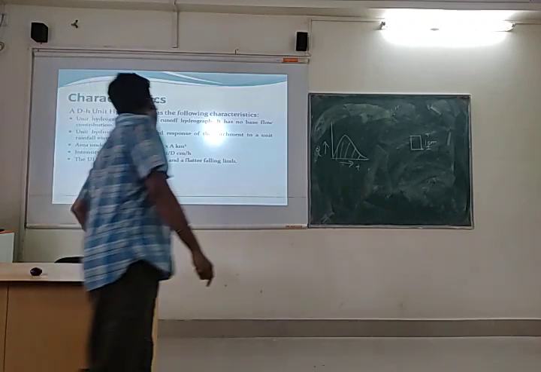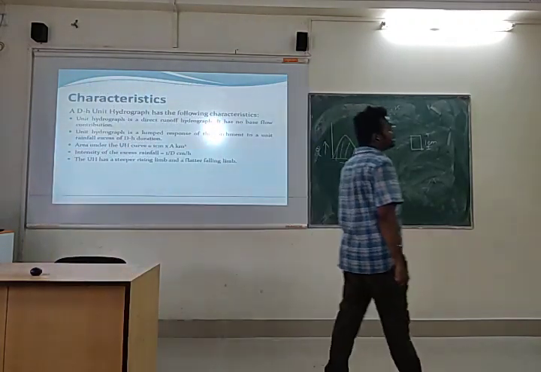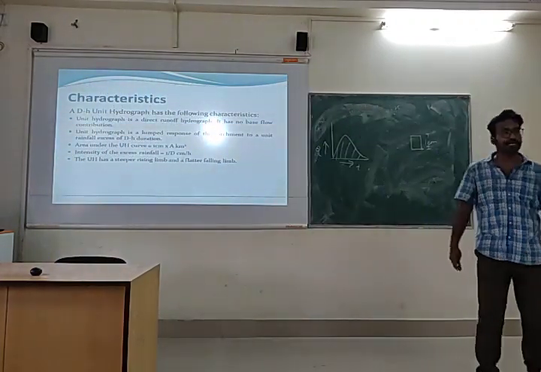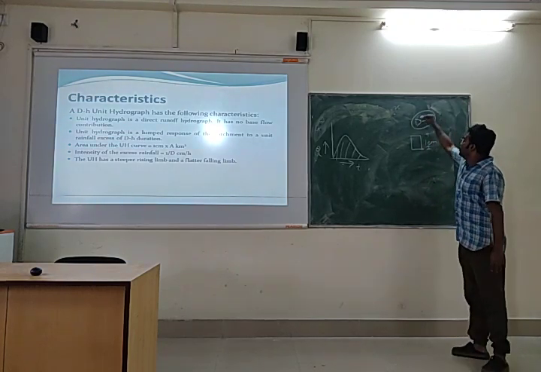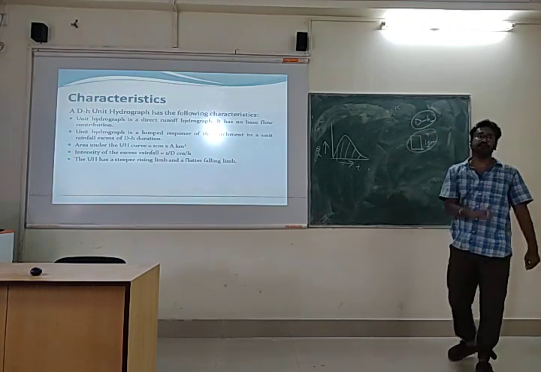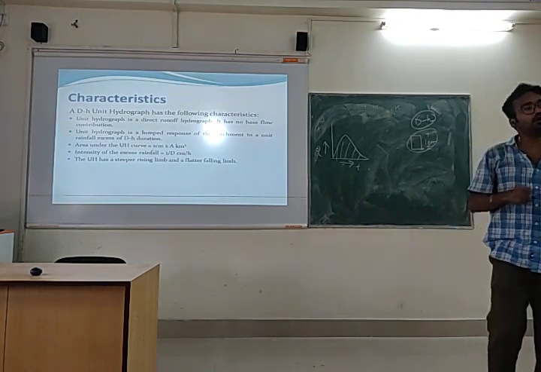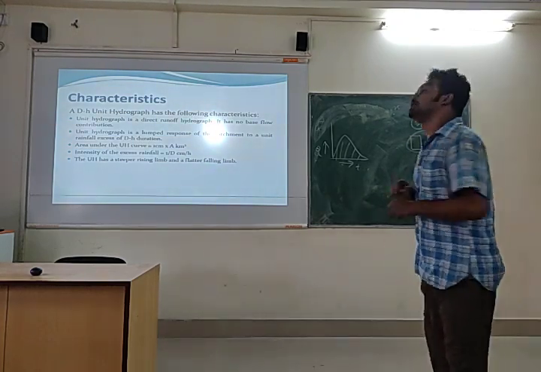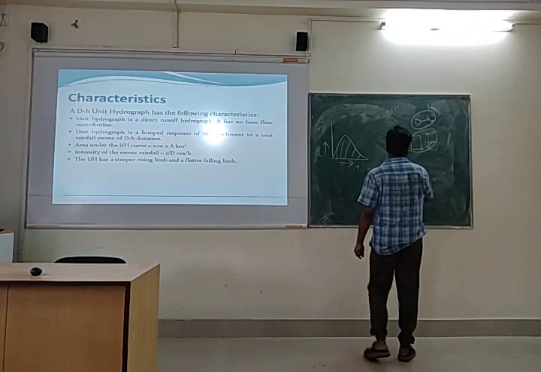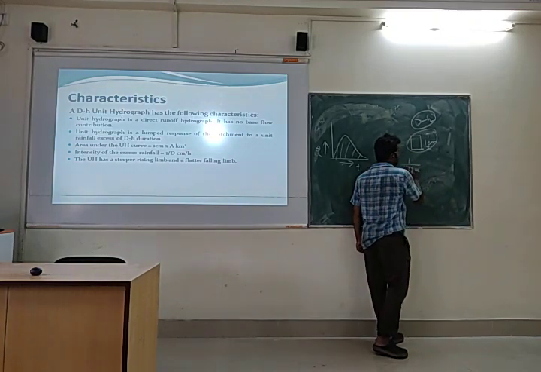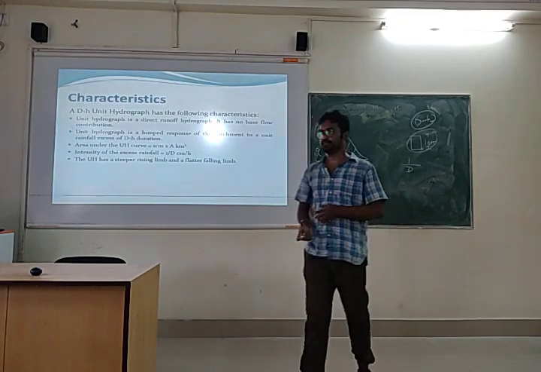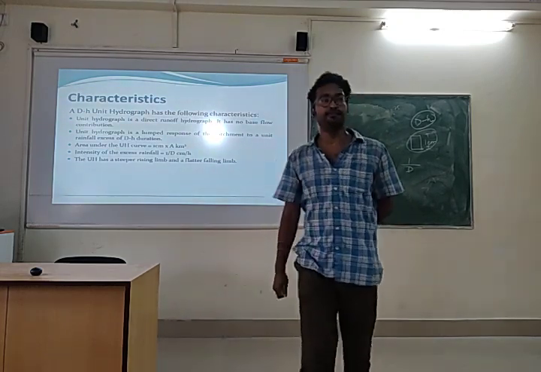So those are equal. The intensity of this excess rainfall will be equal to 1 by D, because the duration is D hours. This excess rainfall has a duration of D hours. So obviously the intensity, that is, per unit hour, the precipitation of the excess rainfall, will be 1 by D always. So intensity will be 1 by D.